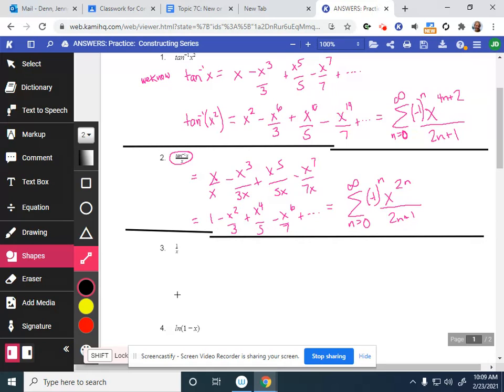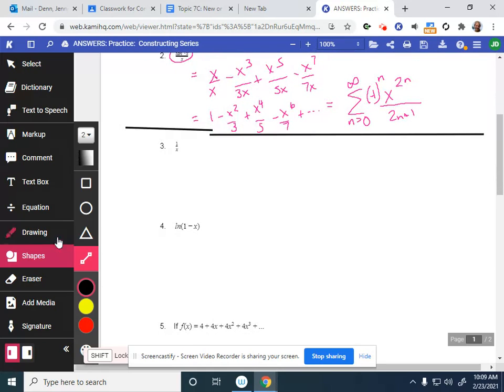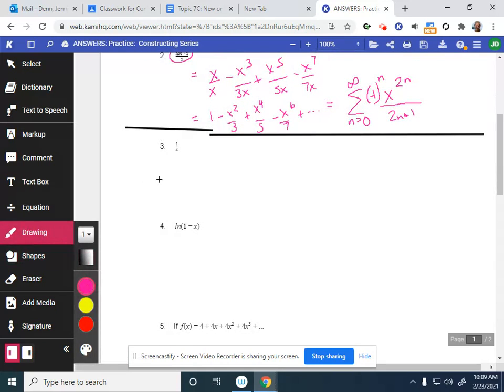Okay, number 3. So this one I would not see. I don't expect you to see that yourself, that we are going to rewrite 1 over x as 1 over 1 minus (1 minus x). I'm pulling that definitely out of thin air, and that's a tricky one for you to actually have to do by yourself. I don't think they would require that.